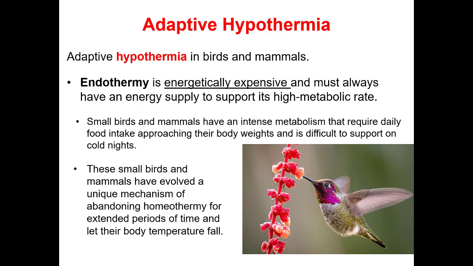Adaptive hypothermia: certain birds and mammals have evolved a unique mechanism of abandoning homeothermy for extended periods of time, and that allows their body temperature to fall. Some birds and mammals have an intense metabolism that requires daily food intake that nearly matches their own body weight. This is a difficult thing to support during cold nights, and most birds and mammals sleep at night to avoid predators.